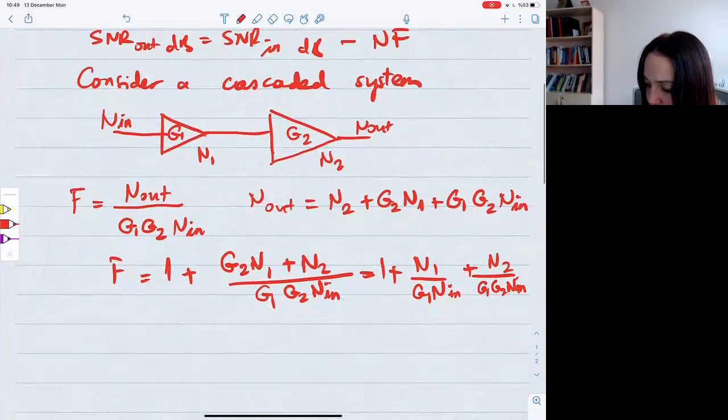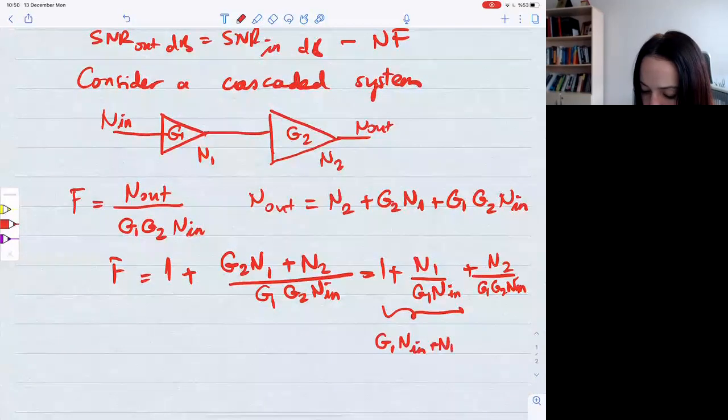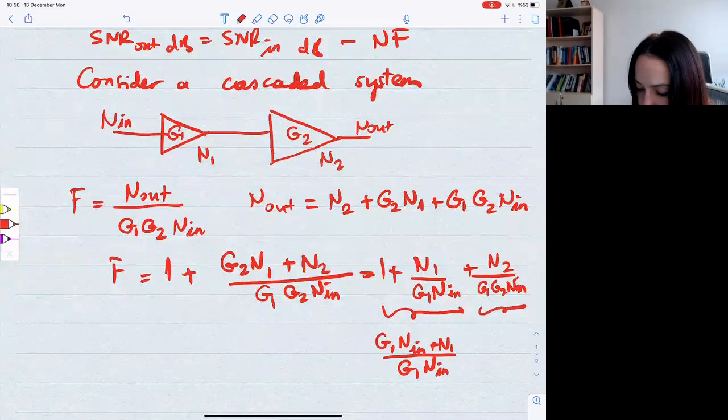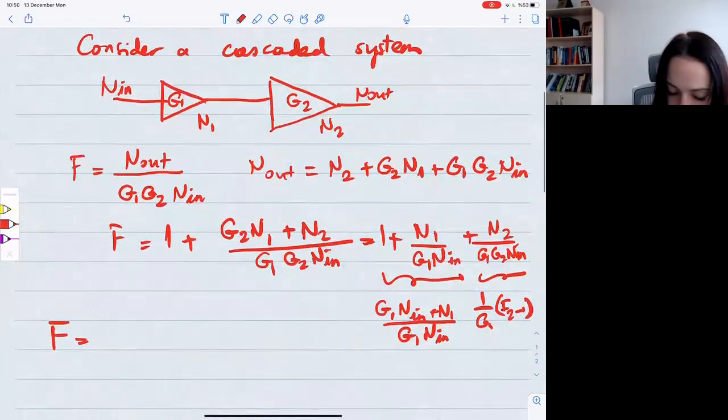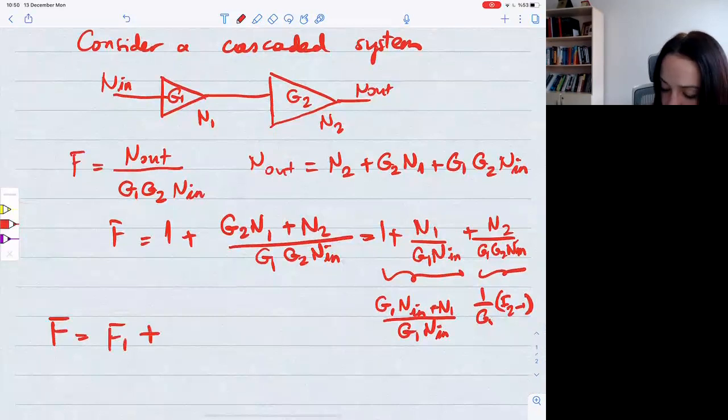In other words, this is G1 and N plus N1 over G1 and N, right? And this is 1 over G1 F2 minus 1. Hence, the equivalent noise factor is F1 plus F2 minus 1 over G1.